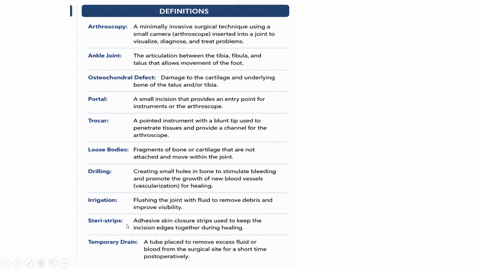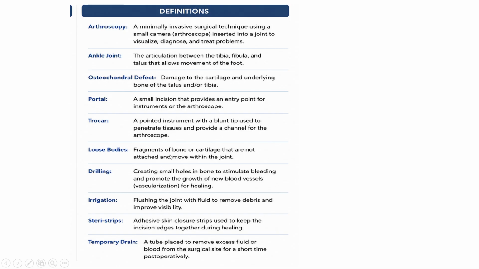Steri-Strips you are already aware of. They are adhesive skin closure strips used to keep the skin incision edges together during healing. Next we have the temporary drain. What is a temporary drain? It is a tube placed to remove any excess fluid or blood from the surgical site for a short time. Temporary drains are placed only for removing excess fluid or blood from the surgical site. This completes the definitions.